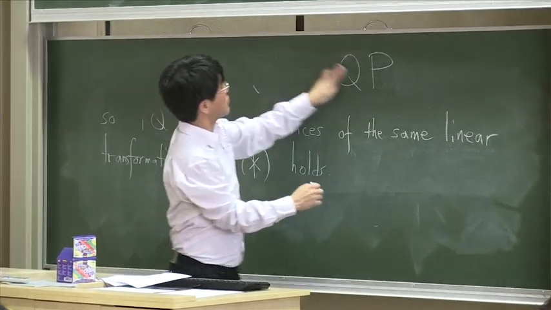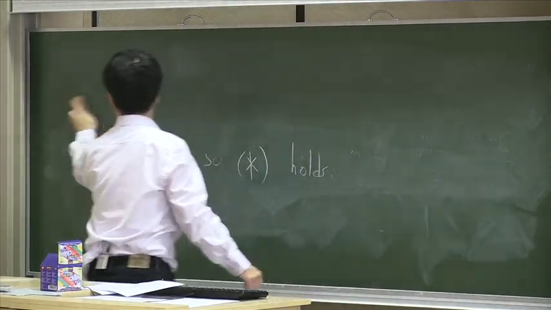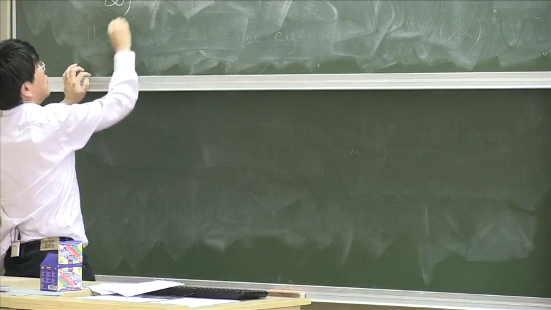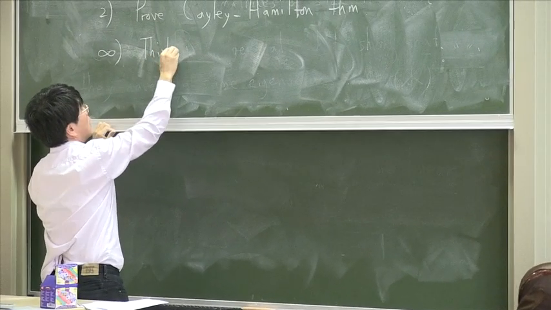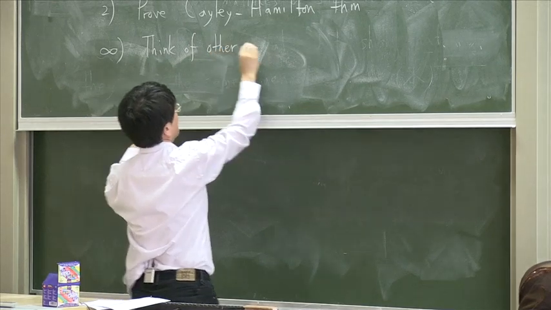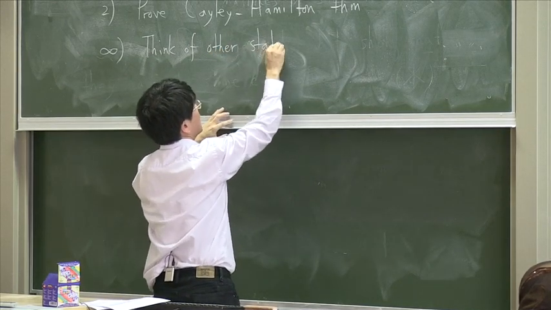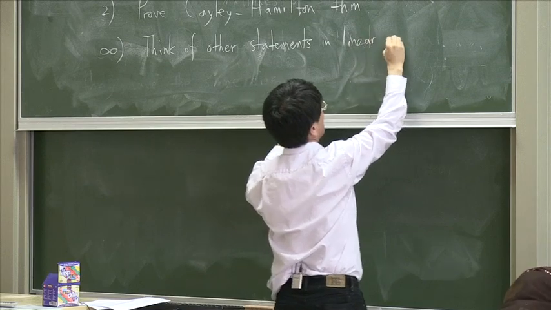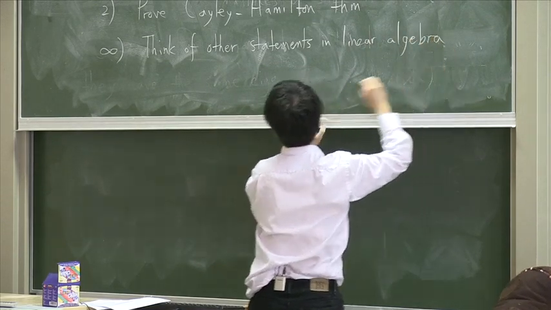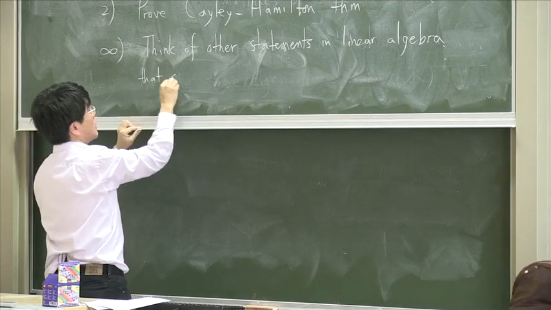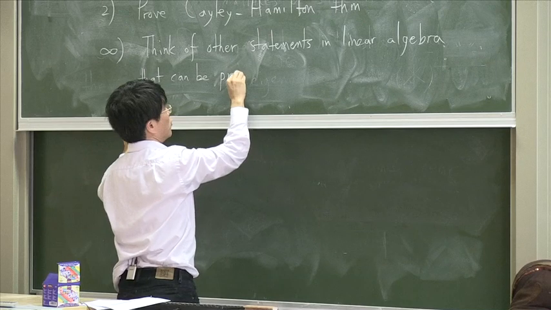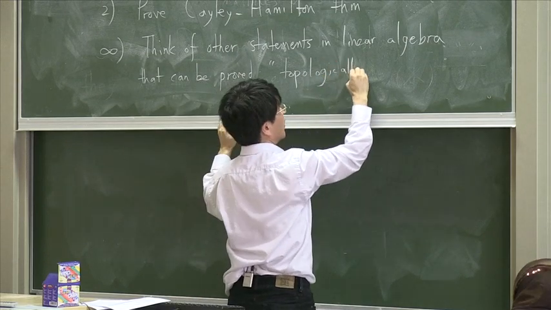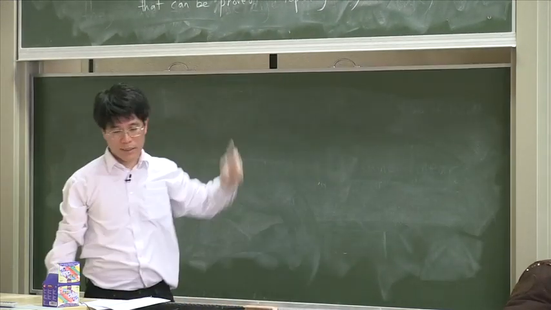And if you can think of other situations that are amenable, that can be solved by the same method, that's great. So party infinity, think of other statements in linear algebra or matrix theory that can be proved in this sense, topologically by deformation method. That's a research problem.